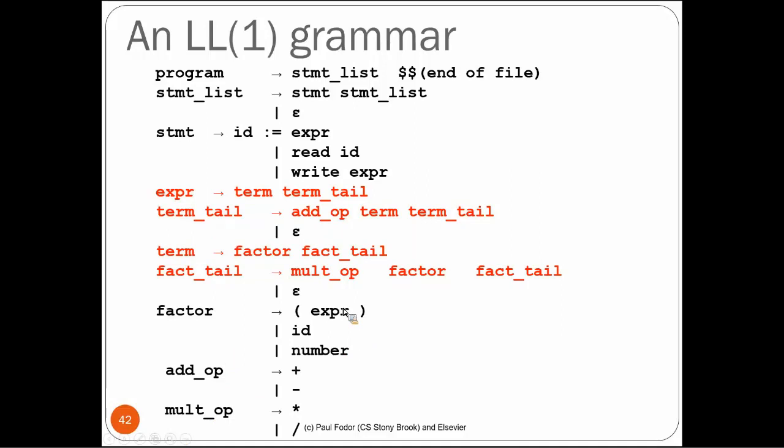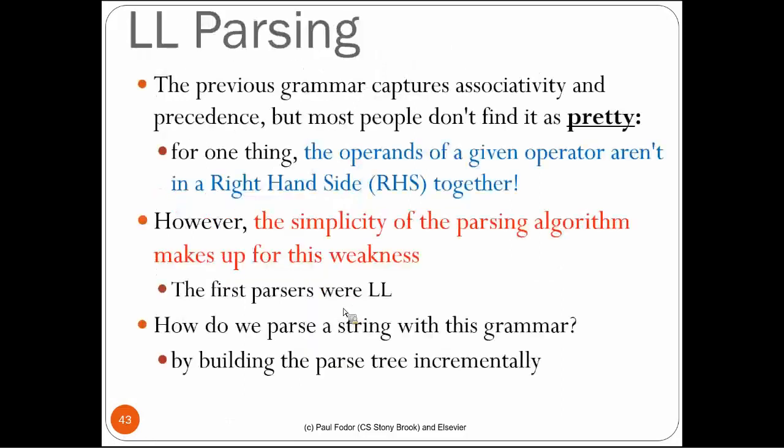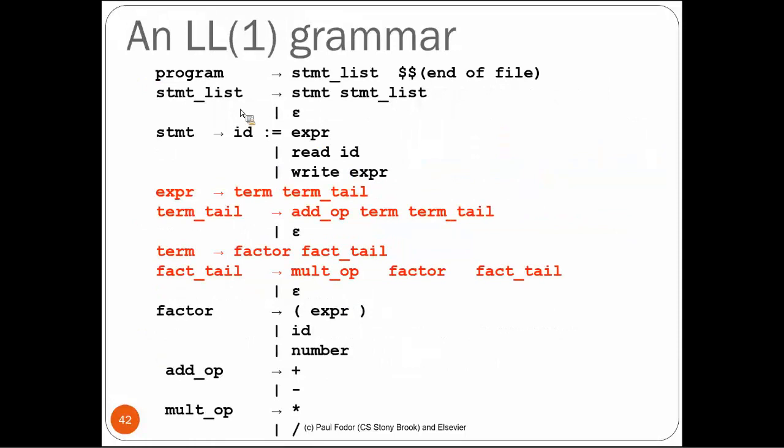So each one of those is, in fact, one production rule, if I'm using disjunction as in regular expressions. So that previous grammar captures the associativity and precedence, but most people, as I said, don't find it pretty. For one thing, the operators for a given operator, like addition, are not in the same right-hand side of a rule together. So one would like to have, for instance, that an expression is a term, or it's a term plus an expression. That would be one way to write this grammar.